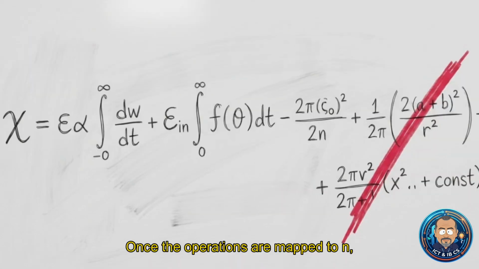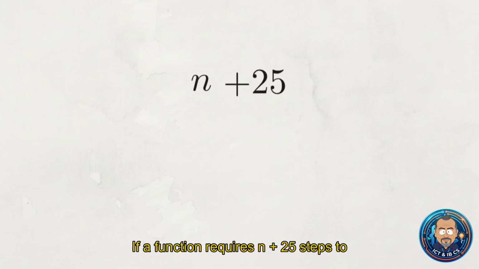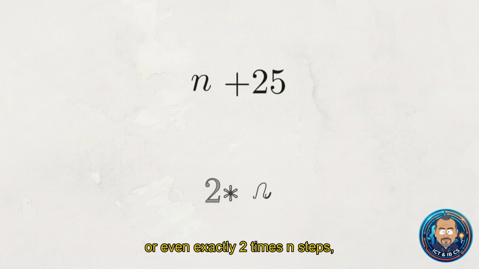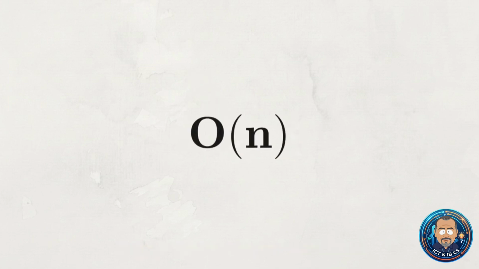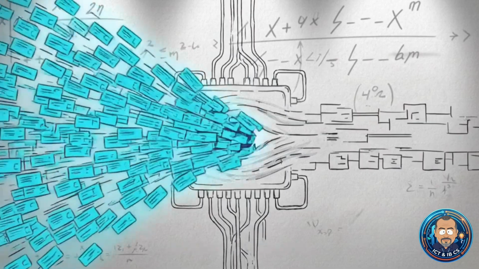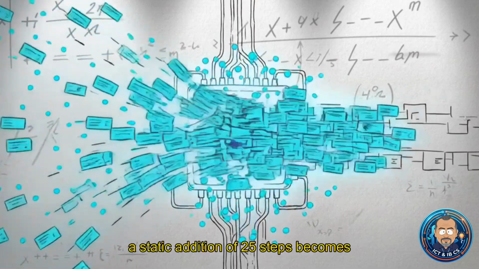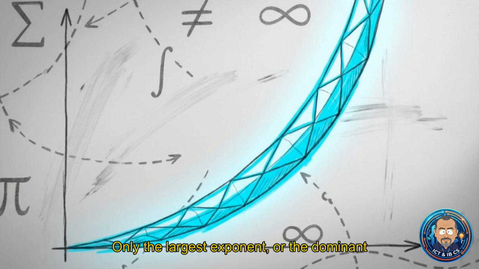Once the operations are mapped to n, we apply the second major rule of Big O calculation: drop the constants and lower order terms. If a function requires n plus 25 steps to execute, or even exactly 2 times n steps, Big O ignores the 25 and the multiplier. Both are simply categorized as O(n). When an application scales to process millions or billions of data points, a static addition of 25 steps becomes mathematically irrelevant. Only the largest exponent, or the dominant term, dictates the actual shape of the growth curve.